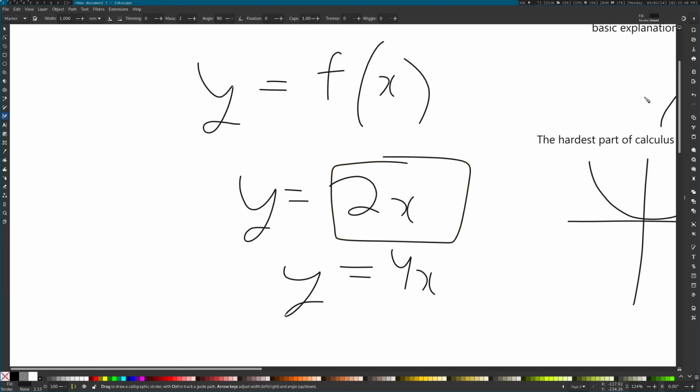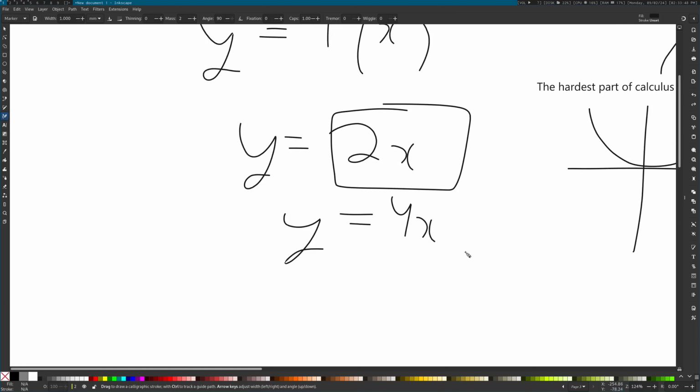Can you repeat that? Sorry. So f of x just means the right side. If she wants you to multiply this by k, it would just be 2kx. Does that make sense?